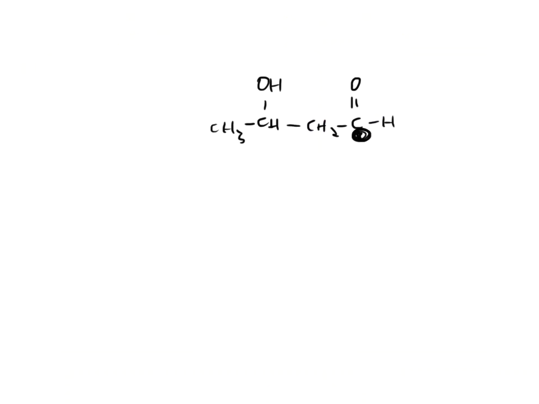IUPAC. How many longest carbon chains? 1, 2, 3, 4. There's 4 of them. Okay, so butane. There you go. Well, I have an aldehyde and I have an alcohol. Aldehyde takes priority, so whoop, get rid of the E and add AL, butanal.